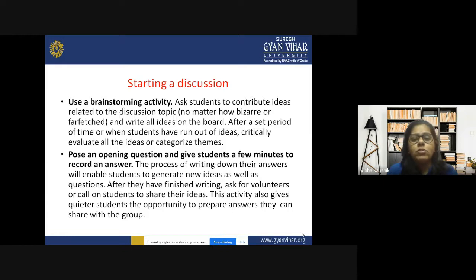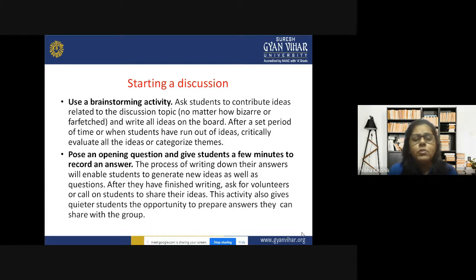Pose an opening question and give students a few minutes to record an answer. You can pose opening questions to the students, and give them a few minutes to record that particular answer. The process of writing down their answer will enable students to generate new ideas as well as questions, meaning they will get new ideas as well as new questions in their minds after they have completed the writing.